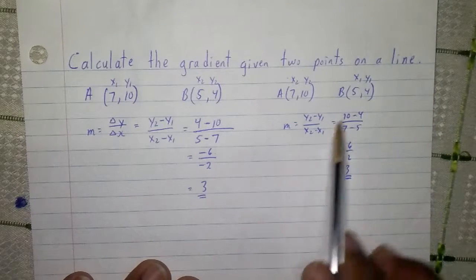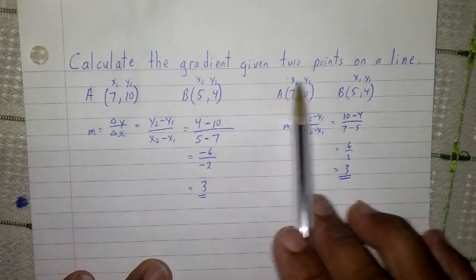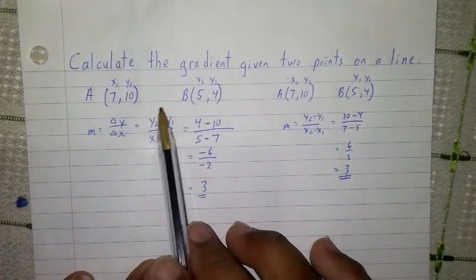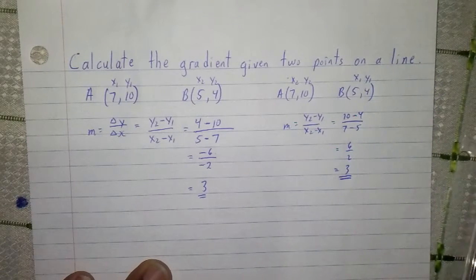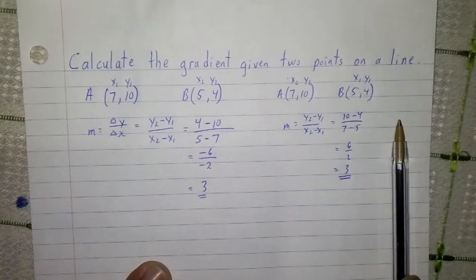This is the first example, calculating the gradient given 2 points on a line. Example 1, when all values are positive. Please look at the other video that will follow so that you may understand how to do our proper substitution when there are values which are negative.